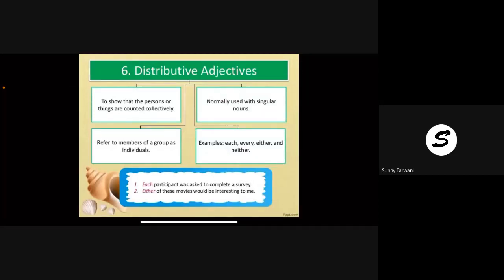Though I told the whole class at a time, I am referring to each one of you, that each one of you should complete your fair book by tomorrow. So usme sab aa gaye. So I referred to one girl at a time, though I talked to the whole class. See, each participant was asked to complete the survey. So there will be many participants, maybe 5, 10, 20, but each participant had to complete it.